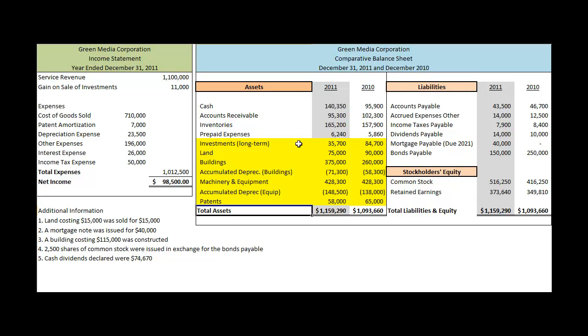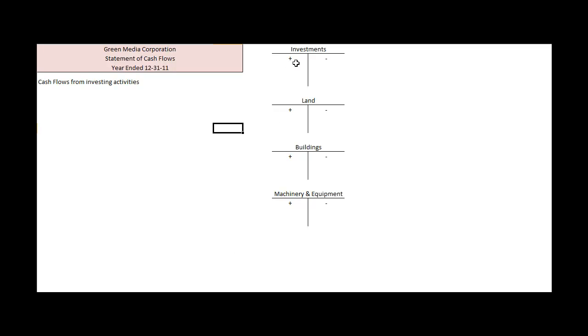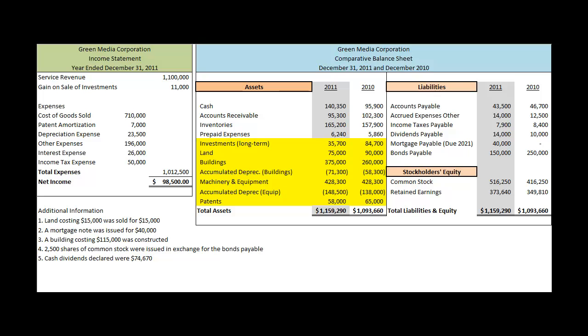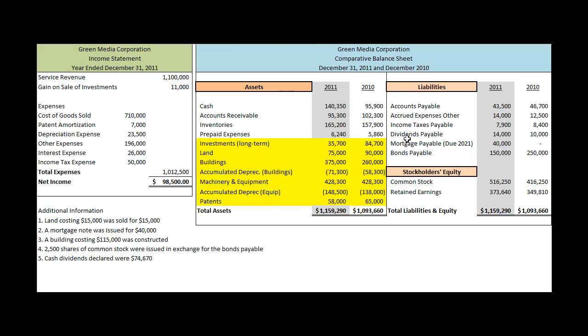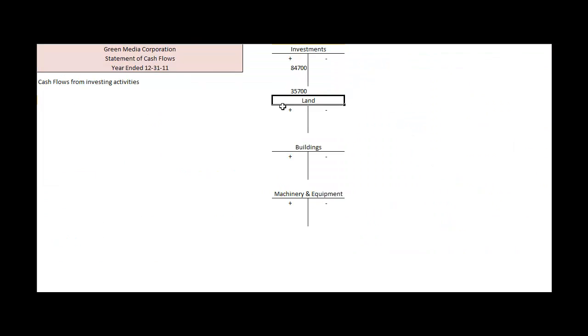We'll start with investments here. The best way for me to illustrate what's going on is that I've created a little T account for each account that we're going to analyze. If I look at investments, I'm going to pull off what the balance sheet says, and the balance sheet says we started with $84,700, and then it tells me that we ended with $35,700. So this is the ending balance. Here's the beginning balance.